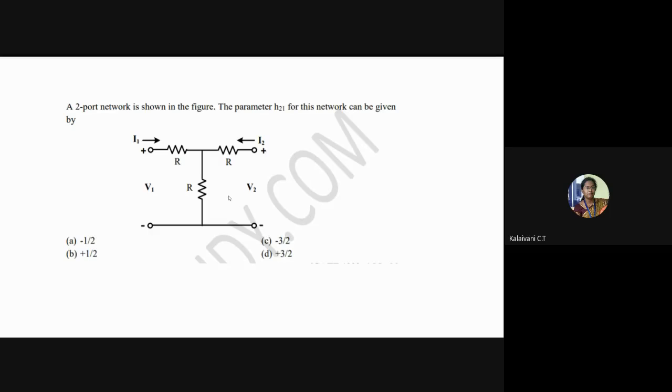Next question is, a two-port network is shown in the figure. You have to find H21 for this network. So H21, how will you find H21? This is the equation for the H parameter. V1 is equal to H11 I1 plus H12 V2. I2 is equal to H21 I1 plus H22 V2. H21 is equal to I2 by I1 when V2 is equal to 0.